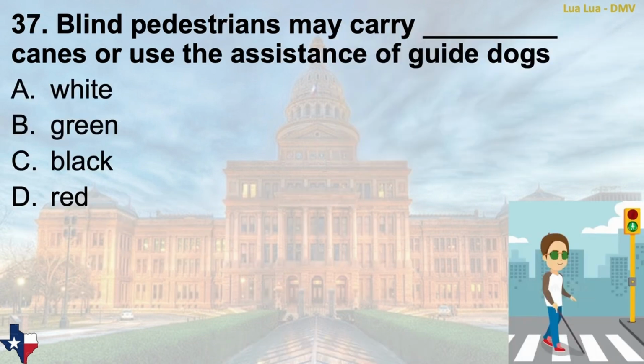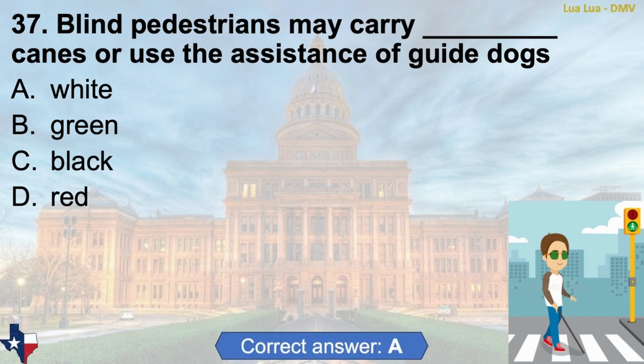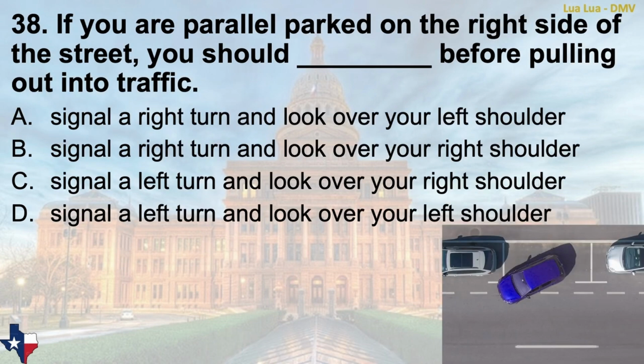Question 37. Blind pedestrians may carry blank canes or use the assistance of guide dogs. A. White. B. Green. C. Black. D. Red. The correct answer is A. White.